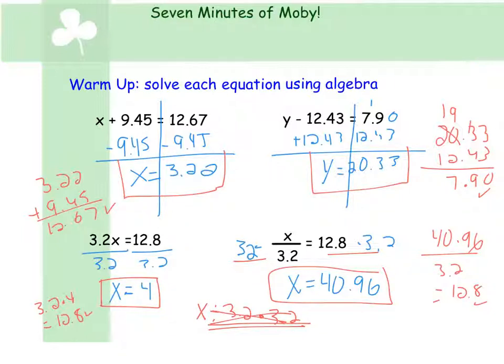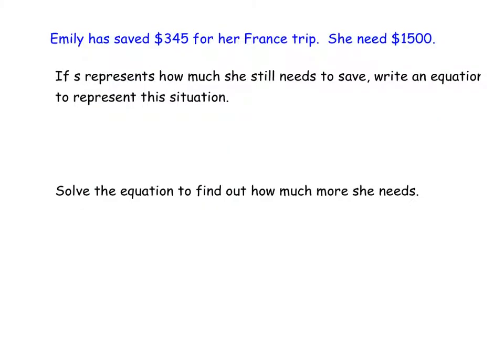Okay, so by now you should be pretty proficient at this. Let's do a couple word problems just to practice writing equations. So Emily has saved $345 for a French trip. She needs to save $1,500. So if S represents the amount she still needs to save, write an equation.